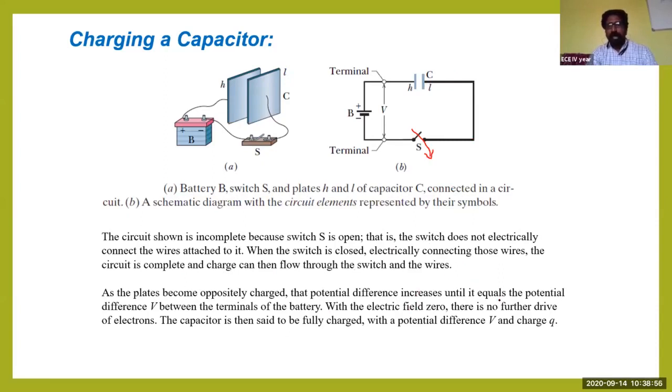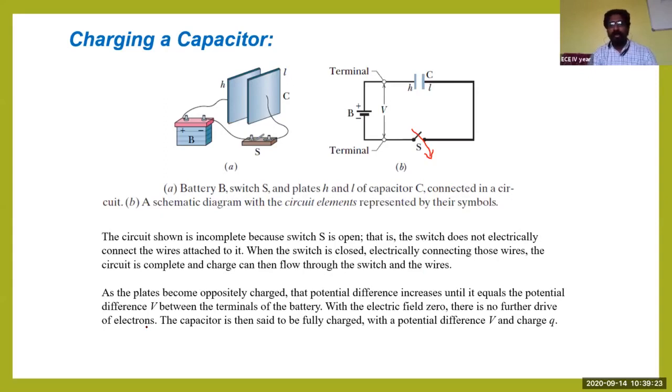So now here, as the plates become oppositely charged, the potential difference increases until it equals the potential difference V between the terminals of the battery. With the electric field equal to 0, there is no further drive of electrons. Whenever the electric field is equal to 0, what happens? If the field is equal to 0, it means there is no motion of the electrons.